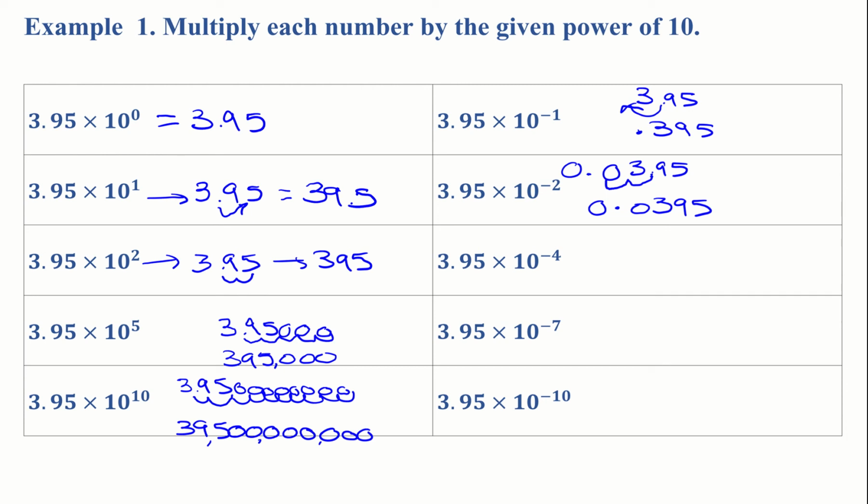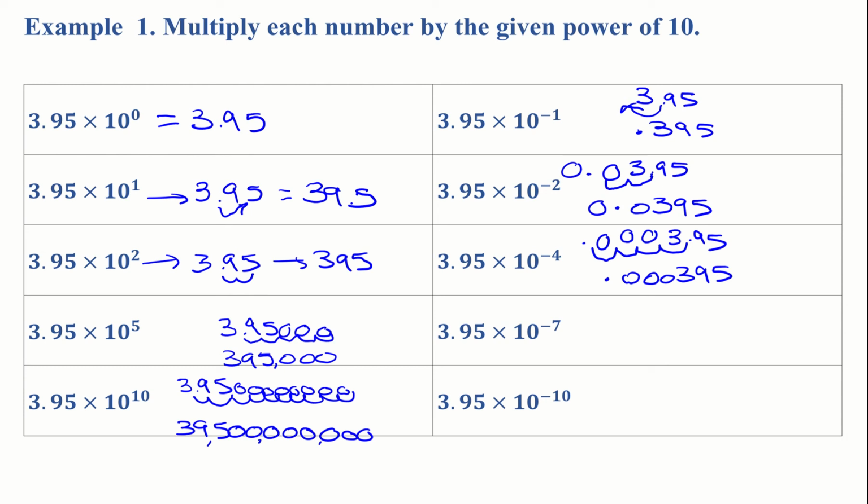All right, so 3.95 times 10 to the negative 4. So we start with 3.95. You should be pausing and doing this on your own, of course, and then just checking your answer. So you go 1, 2, 3, 4. The decimal is going to end up there, and there you go. So 0.000395.